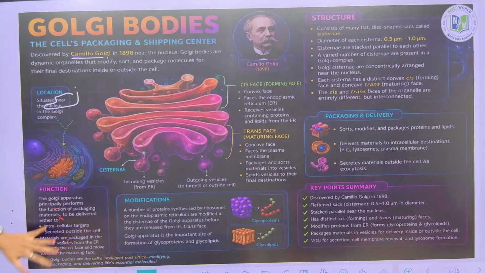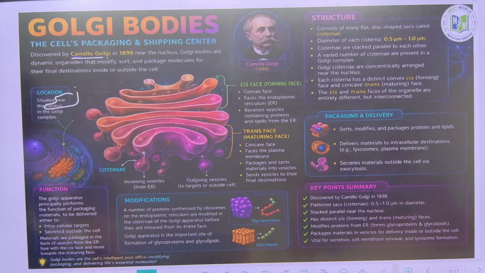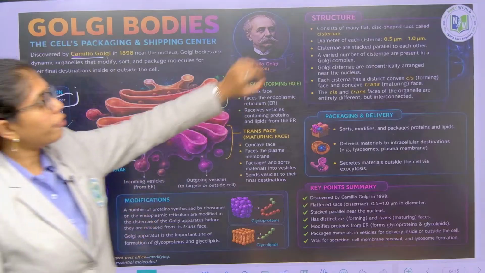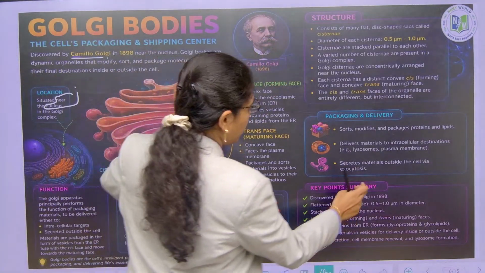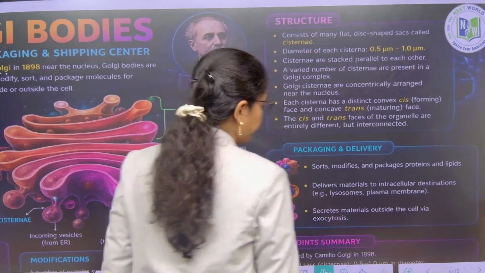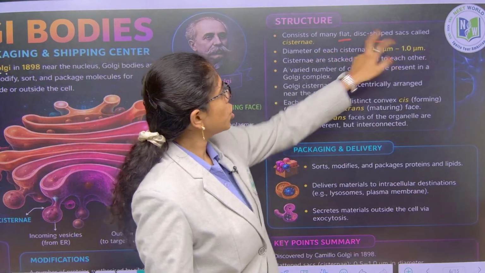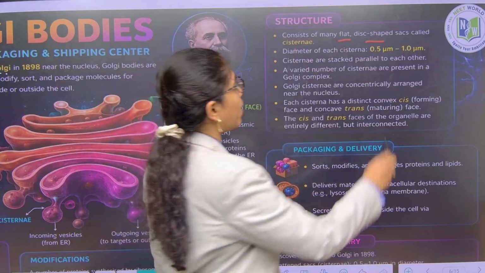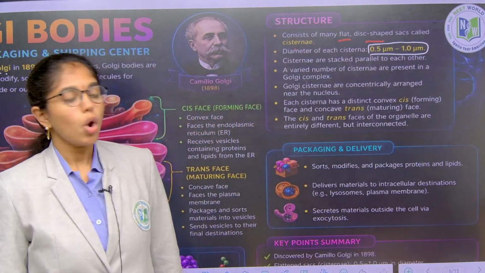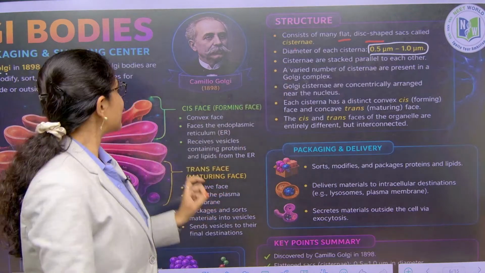What are the major functions? Processing, packaging and transport of proteins and lipids. Modification of proteins and modification of lipids take place here. And if you see the structure clearly, it consists of flat, disc-shaped, sac-like cisternae. What is the diameter of each cisterna? 0.5 micrometers to 1.0 micrometer. Important to remember, ma.